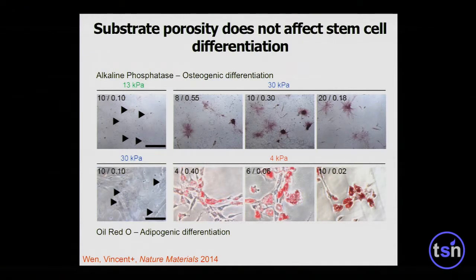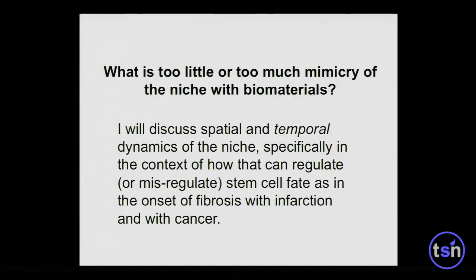So if you were to look independent of matrix composition, the stiffness again dictates. If it's soft, adult stem cells like a mesenchymal stem cell become fat-like. If they're stiff, they become bone-like. And so this is alkaline phosphatase and oil red O.